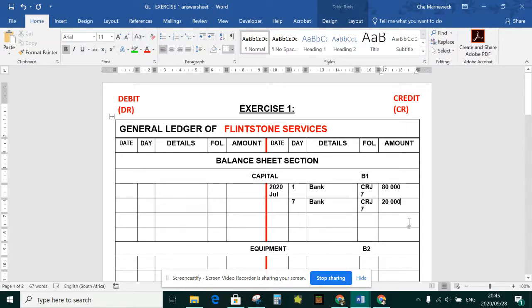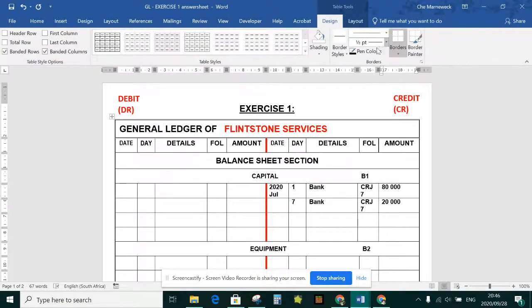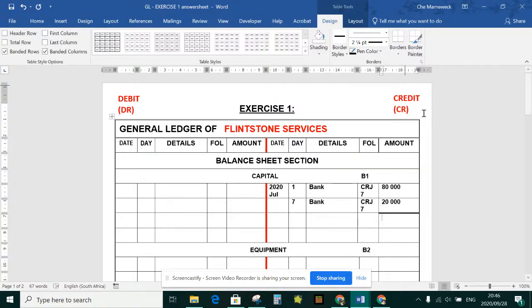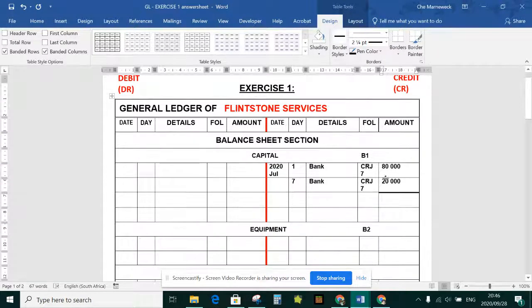At the end of the month, in other words, we've got no more transactions for capital this month, you're going to take your ruler and you're going to take your pen or pencil. I'm just going to make it a little bit thicker so you can see it. And you're going to underline the column that is called totaling. And all we do is we add up the values. And we get the total value for capital in the business at the end of July is 100,000 Rand.